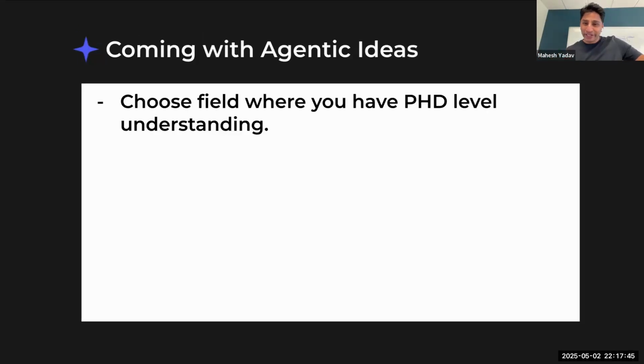One is choose a field where you have PhD level expertise. If you're coming with agentic ideas, do not take anything that came up in some hackathon. You think you can build it and take it forward. At least you know the field.